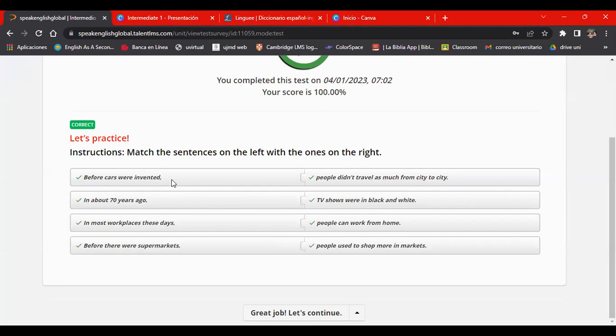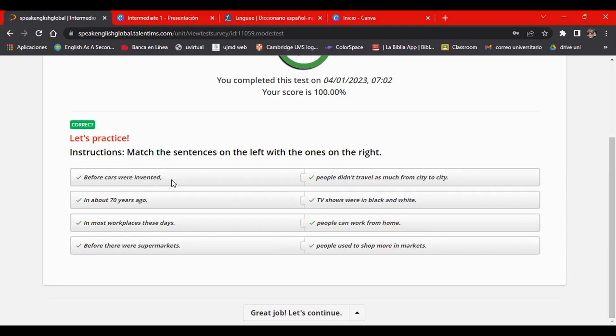Before cars were invented, people didn't travel as much from city to city. Okay, very good. In this sentence, which time expression do we have? Before cars were invented. Very good. We have a different type of time expression over here. It's not the usual, right? It's not in the past, in 1995, right? We have over here a different type of time expression where we talk about a situation, the invention of cars. Before cars were invented, people didn't travel as much from city to city.